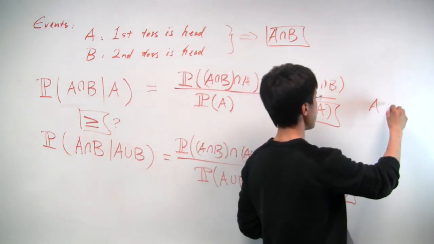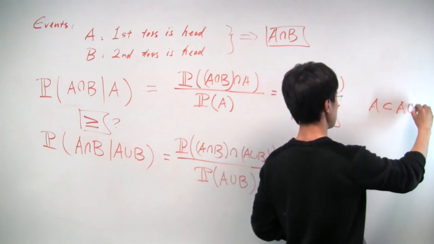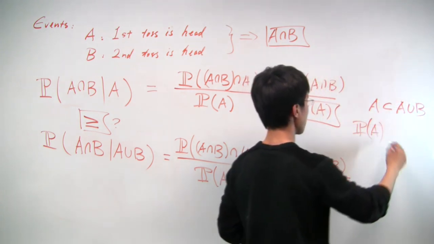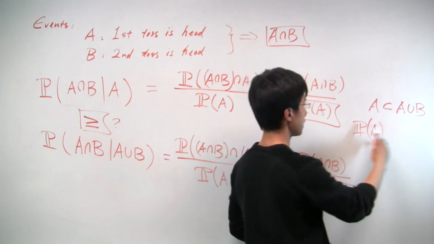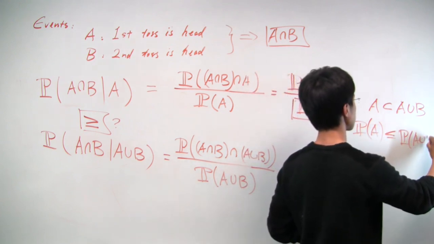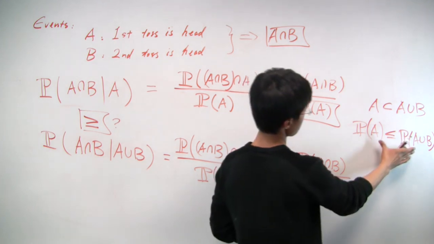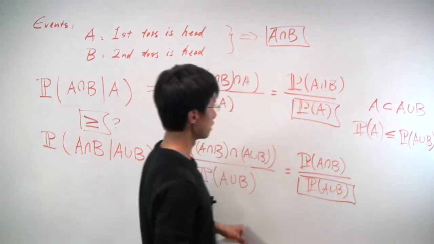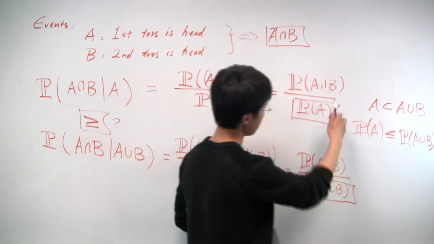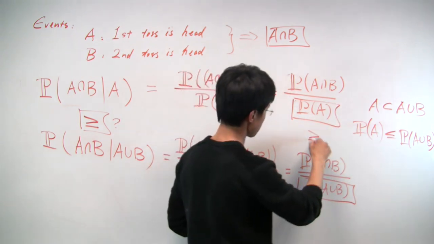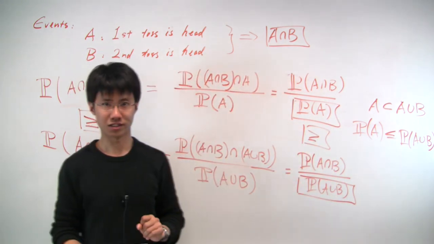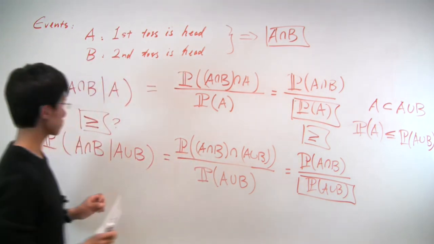Since we know that A is a subset of the event A union B, by the monotonicity of probabilities, the probability of A is no greater than the probability of A union B. Substituting this back into these expressions, because they lie in the denominators, the first expression is indeed no smaller than the second expression. So our friend Alice was correct.